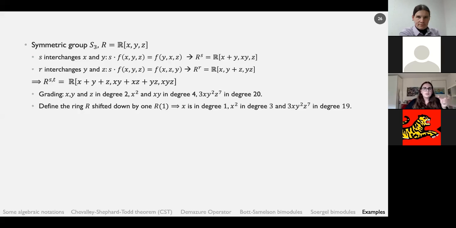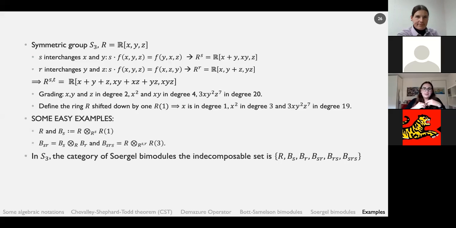And now we can also take the grading into account. So we need R to have the usual Z grading multiplied by 2. So x, y, and z will be in degree 2. And the polynomials x squared and xy have degree 4. And for example, the polynomial 3xy squared z to the power of 7 has degree 20. And we define the ring R shifted down by 1 by declaring that x is in degree 1, x squared is in degree 3, and the other polynomial is in degree 19.